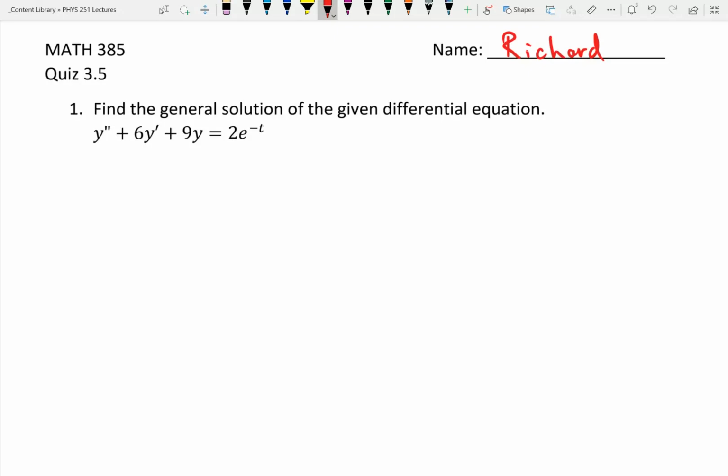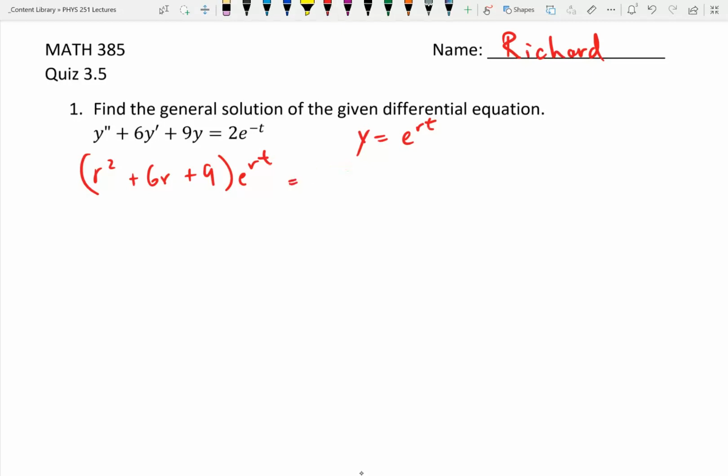Now let's go over it, and don't be alarmed at how quickly I do it. I spent the better part of yesterday going over all of my differential equations. So we're going to take this. We have the form of y equals e to the rt. So taking the derivatives, we're going to have r squared plus 6r plus 9 all times e to the rt equals 2e to the minus t.